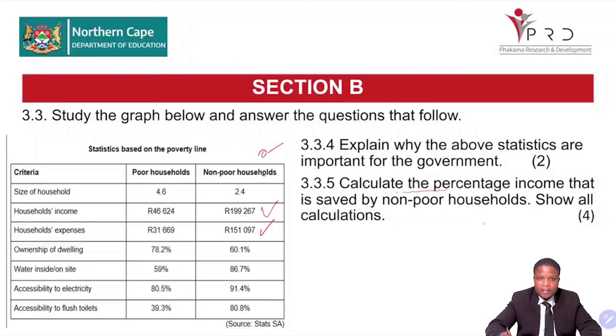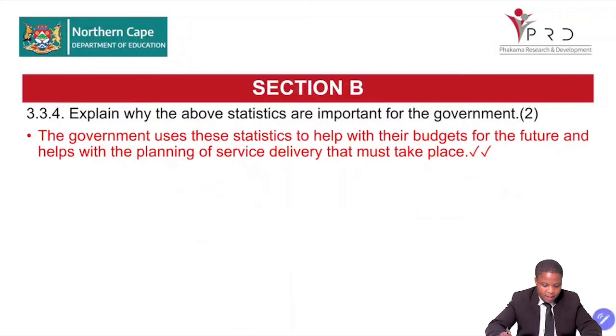Right, let's look at our marking guideline. Explain why the above statistics are important for the government. The government uses these stats to help with the budget for the future and helps with the planning of service delivery that must take place.